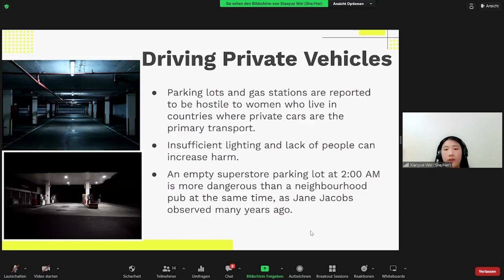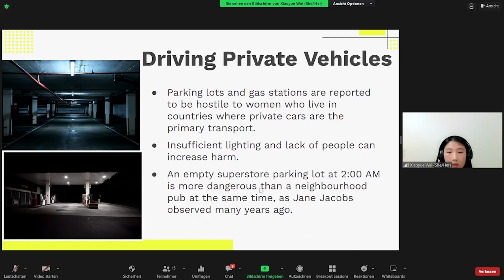In terms of driving, participants who live in countries where private cars are the primary transport reported that places like parking lots and gas stations are the most hostile to them. Insufficient lighting and lack of people can increase the harm.